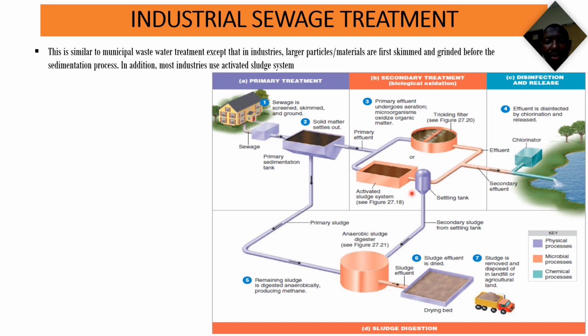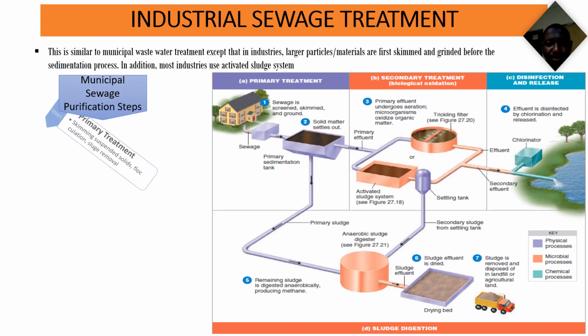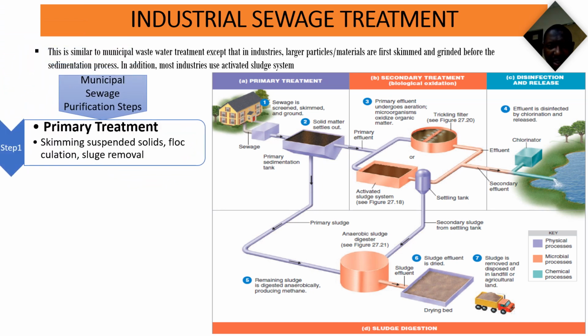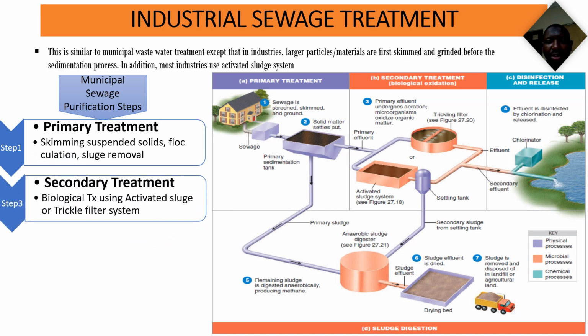which involves the use of microorganisms to digest the organic materials. So after the primary treatment, the secondary treatment using the activated sludge or the trickle filter system.